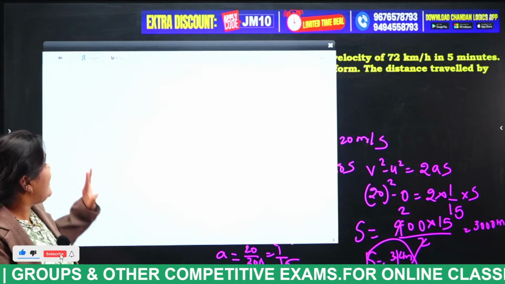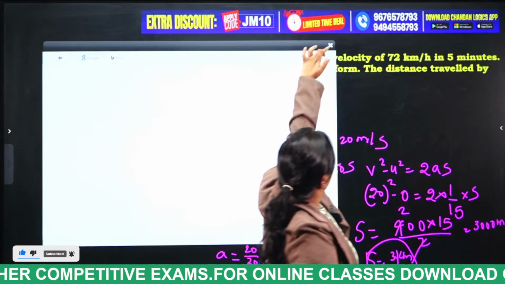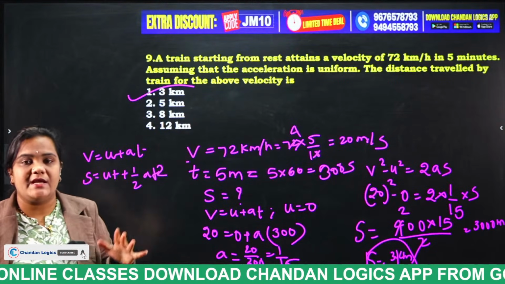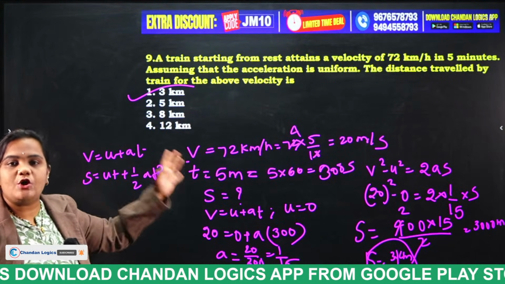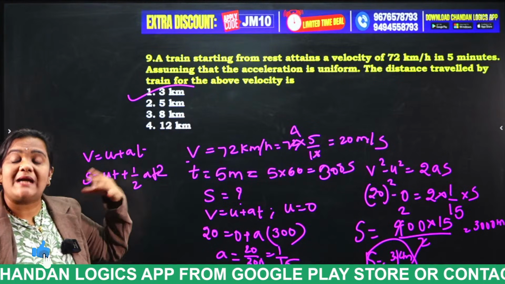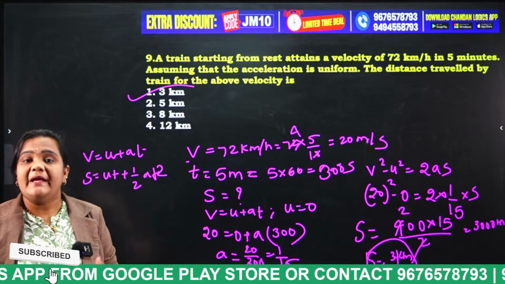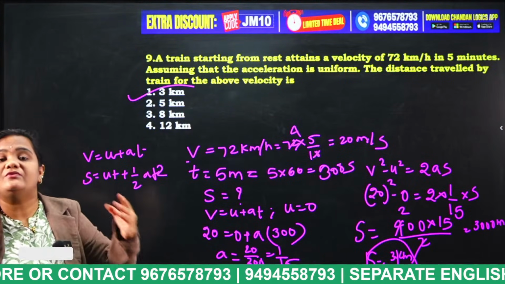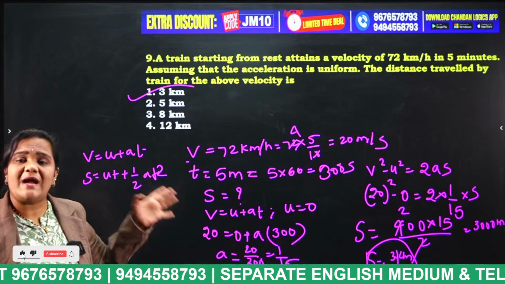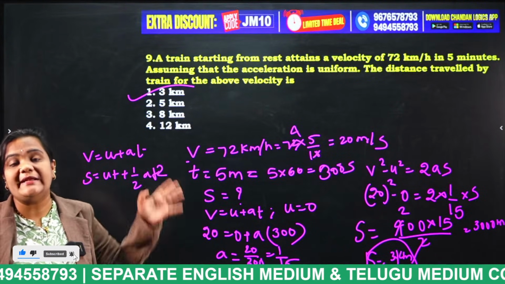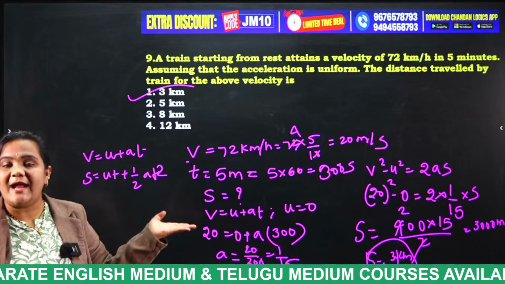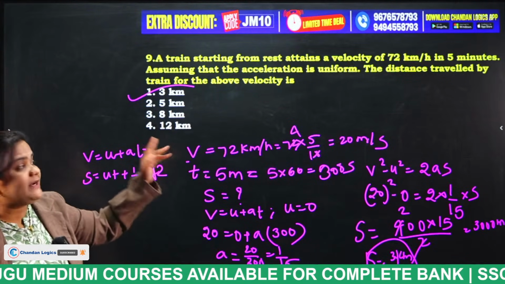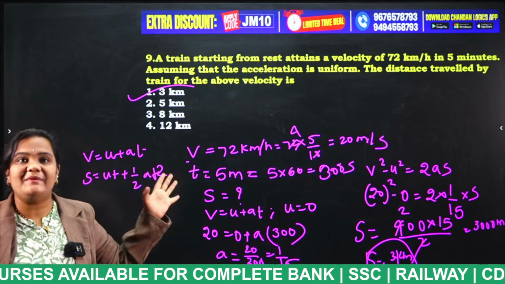So what are the given values, students? What are the given values here? They have given the final velocity. Final velocity is equal to 72 kilometers per hour. So we have to convert it into meters per second. If the velocity values are given in kilometers per hour, we have to convert into meters per second. So how to convert kilometers per hour into meters per second? Multiply by 5 by 18. If we do that, we will get the final velocity value as 20 meters per second. Okay, fine. And what are the given values again? 5 minutes. Time is equal to 5 minutes.